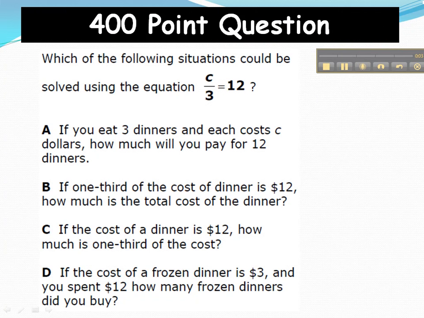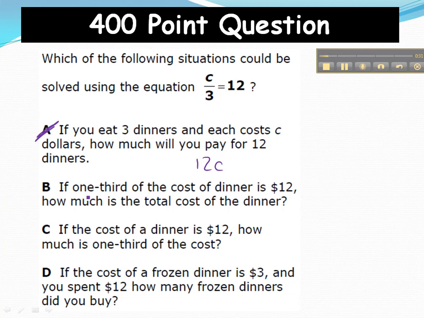Okay, problem 11 reads, which of the following situations could be solved using the equation c divided by 3 equals 12? The first answer choice says if you eat 3 dinners and each costs c dollars, so c is the cost of the dinner, how much will you pay for 12 dinners? So if you're trying to find out how much you pay for 12 dinners, it would be 12 times the cost, or 12c. So we're not multiplying c times 12 in our equation, so it's not answer choice A.